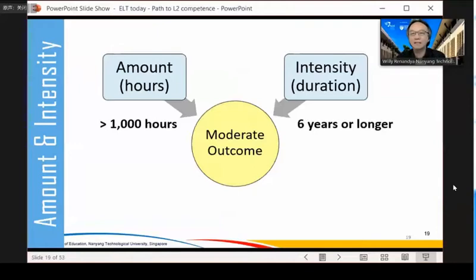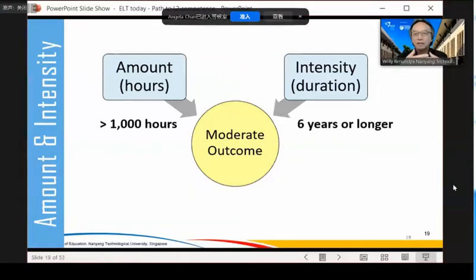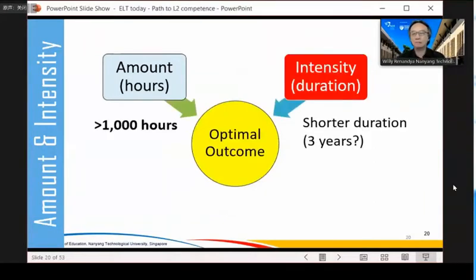The intensity, however, is 6 years, or sometimes longer. That is something that we need to rethink. I don't think it is a very good idea to have such a long duration to get the students to learn the English language. My suggestion is this: keep the number of hours constant, about 1,000, 1,200, that's more than enough, but increase the intensity of instruction, maybe 3 years, shorter if possible.